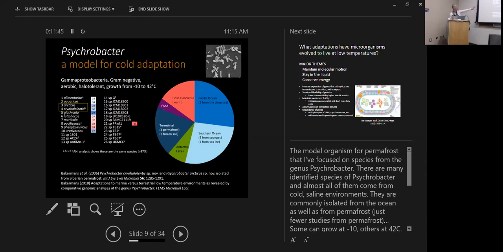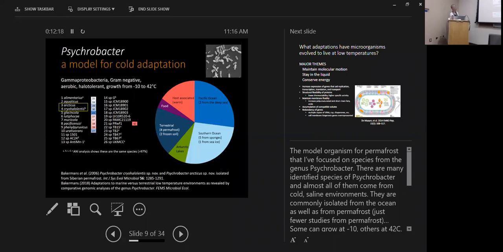The 26 species that are listed here, and the habitat of their isolation shown in the pie chart there, are particularly relevant to what I'm going to tell you today because all of these have genome sequences available, and I've done some comparative genomic analysis on this. Okay. So you can see that most of these come from marine environments. I did luckily have 6 genome sequences from terrestrial environments, and they were all frozen. So 4 came from permafrost and 2 came from soils that were more like the active layer, which don't necessarily stay frozen year-round.